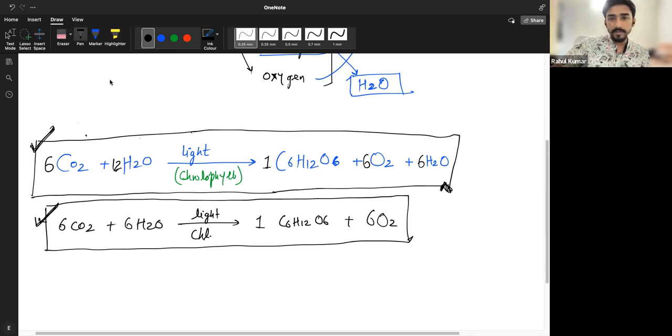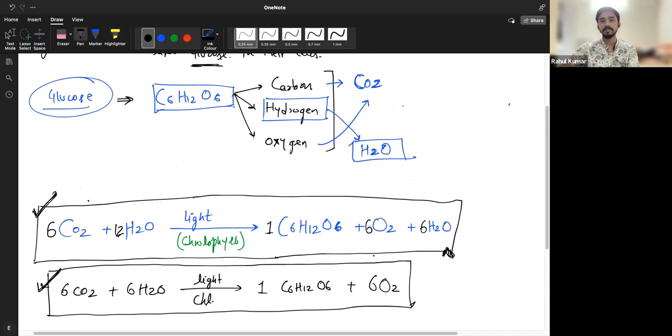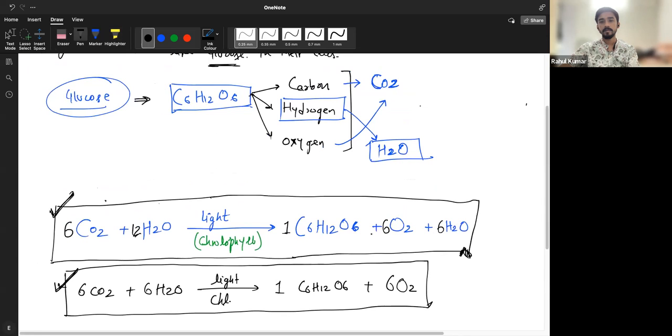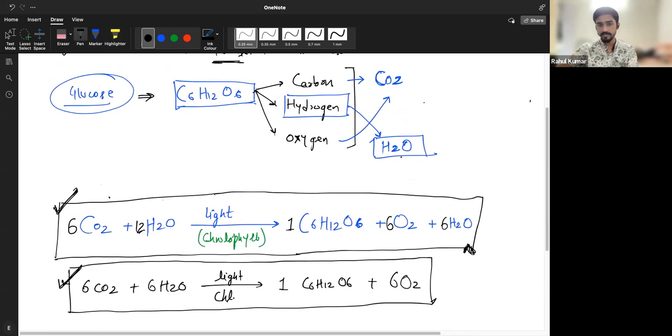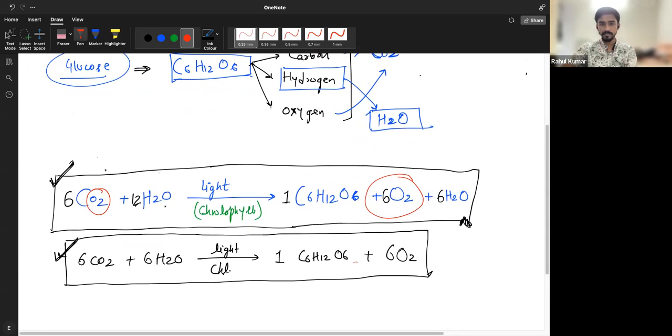Now, coming to the part where I was asking, my next question is this: where is this oxygen coming from, which is being released? Is it coming from this oxygen here or this oxygen here? From CO2. We know that CO2 also has oxygen. Okay, one answer is from CO2. Very good. Why do you think it's coming from CO2?